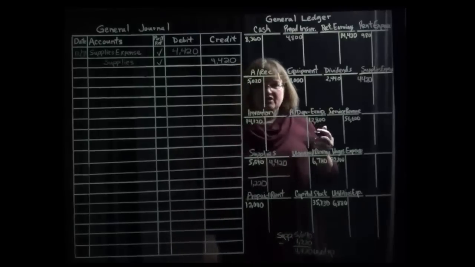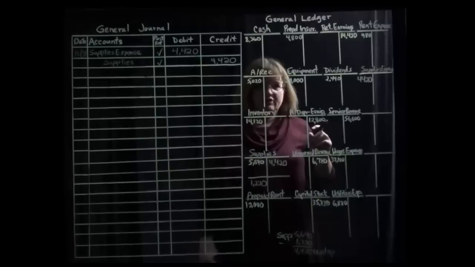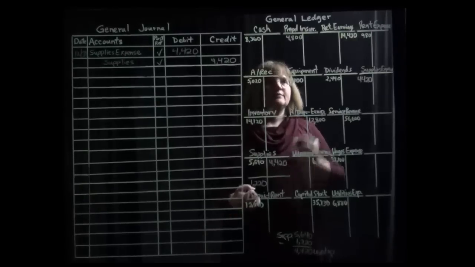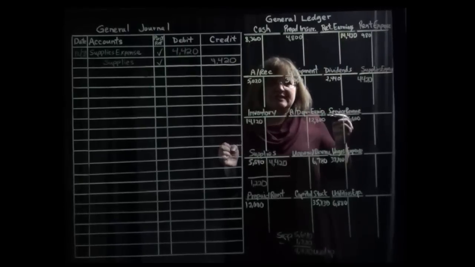Another piece of information that you are given after the unadjusted trial balance is about the prepaid insurance. And it says that your prepaid insurance of $4,800 was for 16 months. So that's this account right here. That $4,800 was for 16 months beginning January 1st.